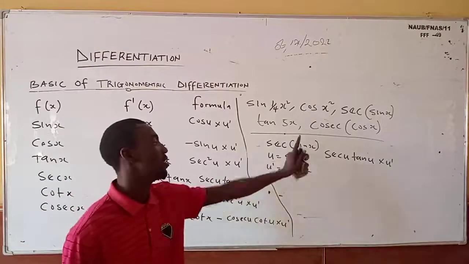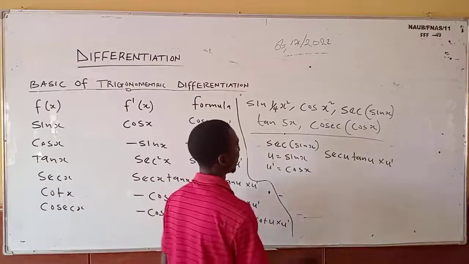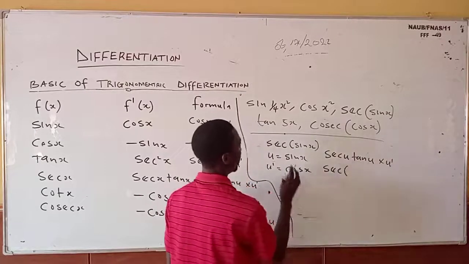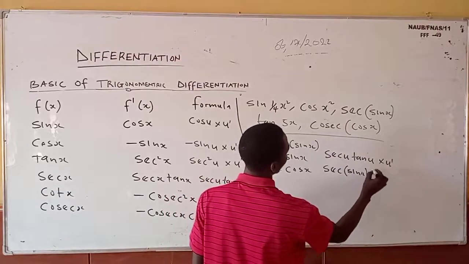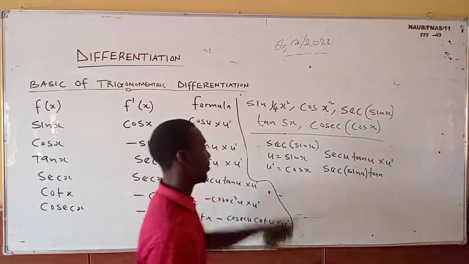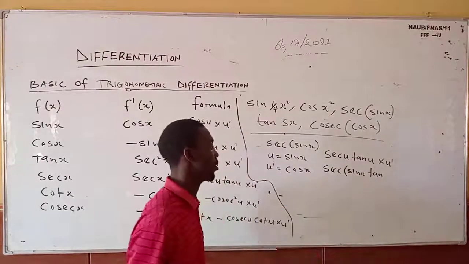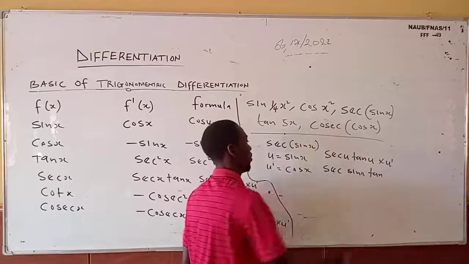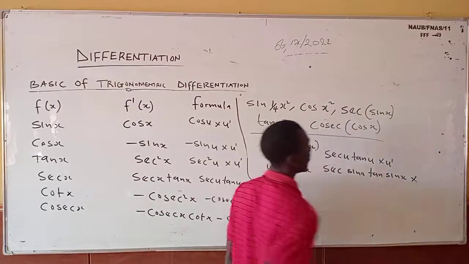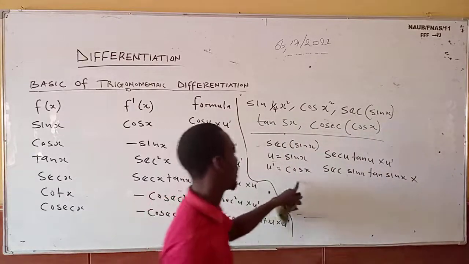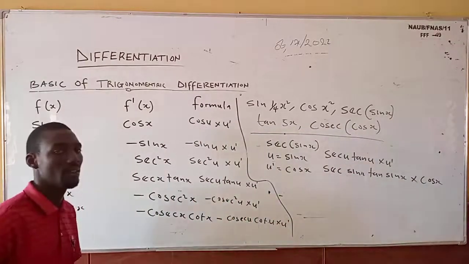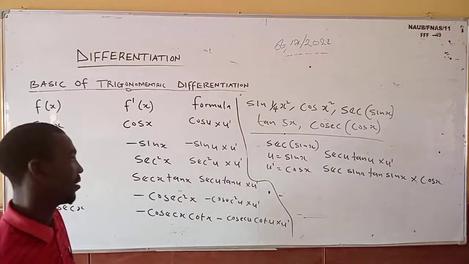So now substitute all this in. We are going to have sec u, where u is still sine s. Then tan u, and u is still sine s. Then multiply by u prime. What is u prime? u prime is cos s. I hope you get this. So that is our answer.